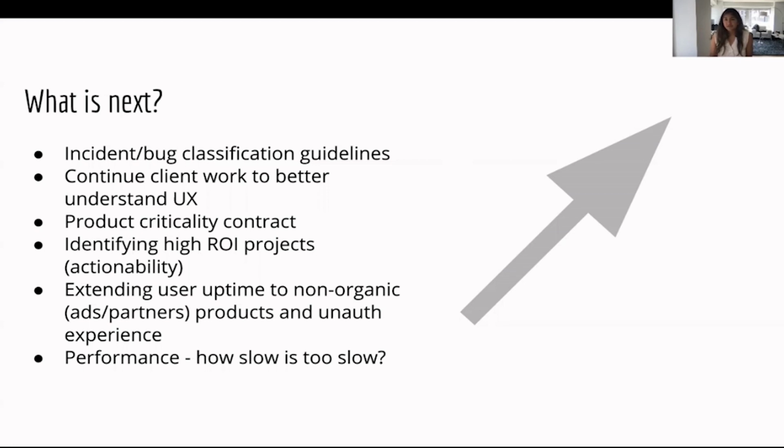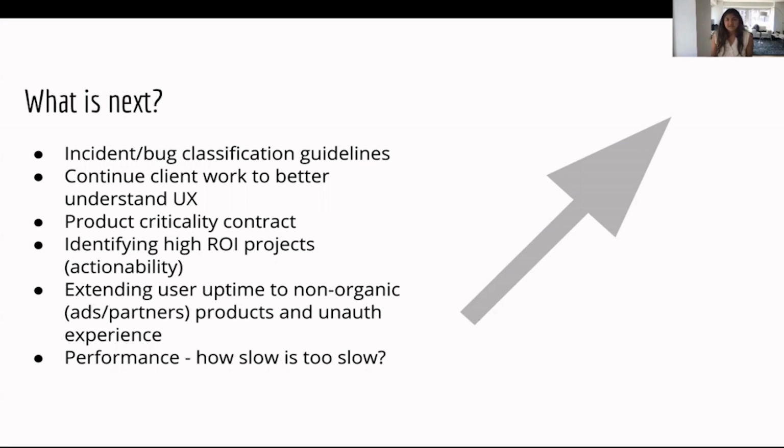We can also use user uptime information to identify what the highest ROI projects are. So we've used user uptime to find really user-impacting bugs that weren't happening at any high frequency, but did cause bad user experiences and were really easy to fix. And it's also helping us identify other bigger efforts that can make a stepwise improvement in user experience. For example, getting rid of all the steady state errors would be a big improvement for users.